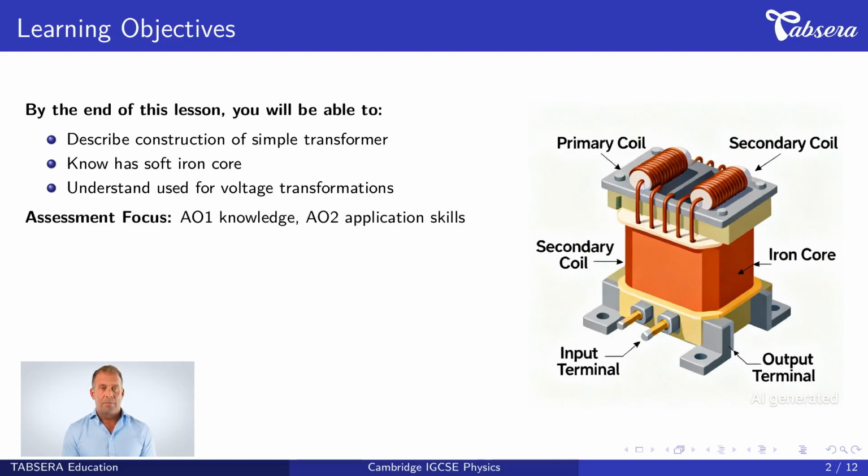Let's examine our learning objectives for today. By the end of this lesson, you'll be able to, first, describe the construction of a simple transformer including all major components and their arrangement. Second, know that it has a soft iron core, understanding why this specific material is essential. Third, understand that it is used for voltage transformations, recognizing the practical applications. These objectives align with Assessment Objective 1, testing your scientific knowledge and vocabulary, and Assessment Objective 2, requiring application of concepts to solve problems.